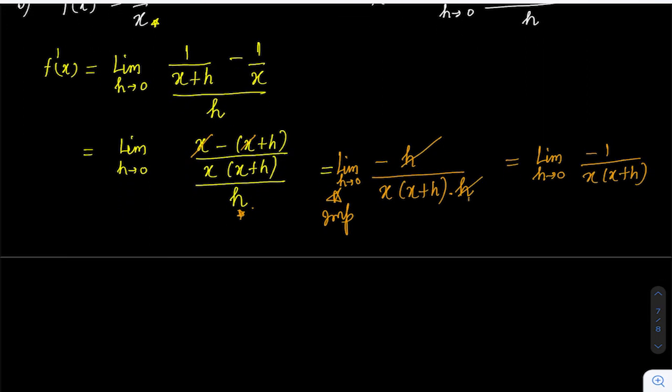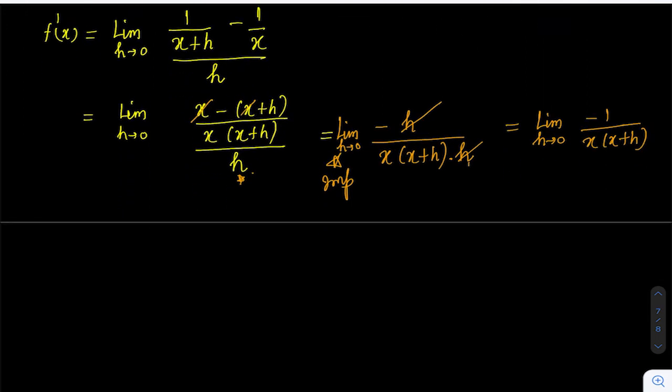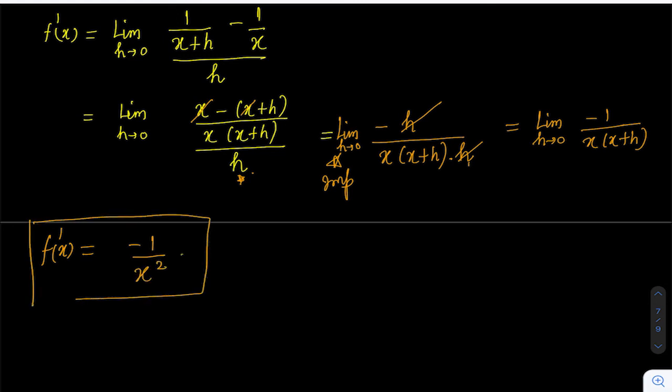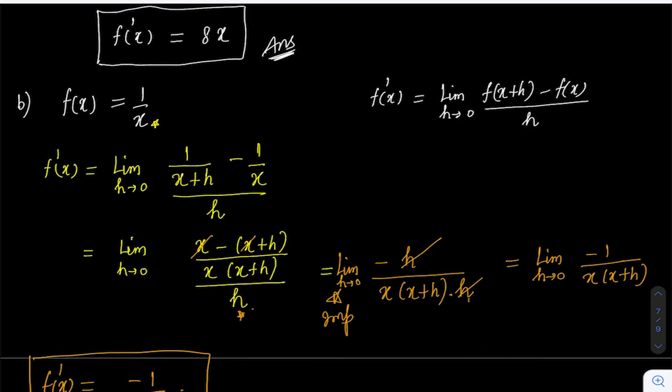So now there is no h, or single h, in the denominator. I have cancelled that h. So now you can substitute the limit. So I will get f dash x is equal to minus 1 over x square. So that is my answer. So this is how we solve questions on first principle.